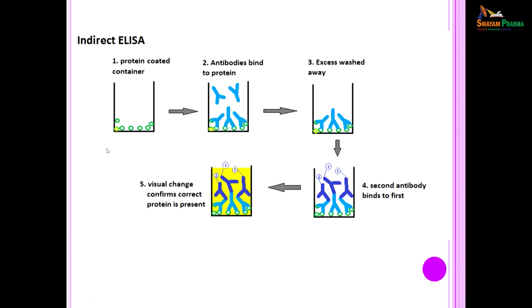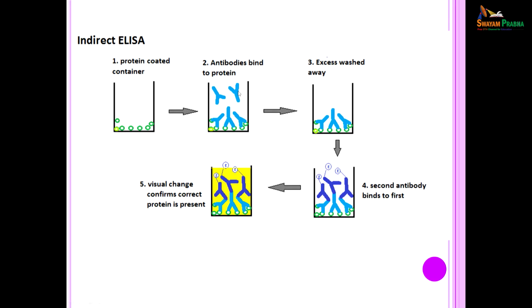So, I am going to do this again. In the indirect ELISA test, let us take the example of looking for antibodies to HIV. Over here in the microtiter plate, we have antigens for HIV which are coated. We will add the patient's serum which contains antibody. This antibody will stick on to the antigen.